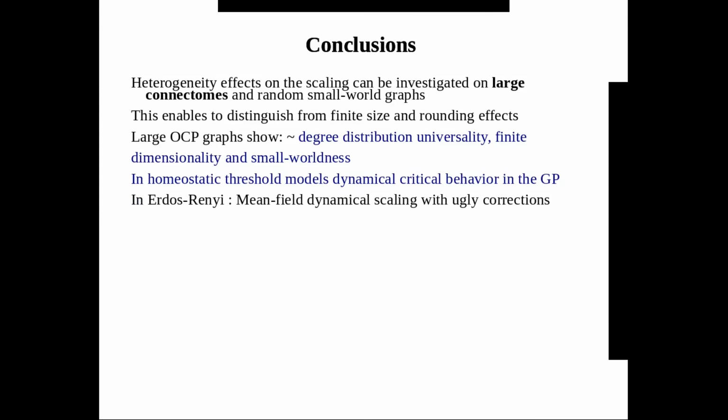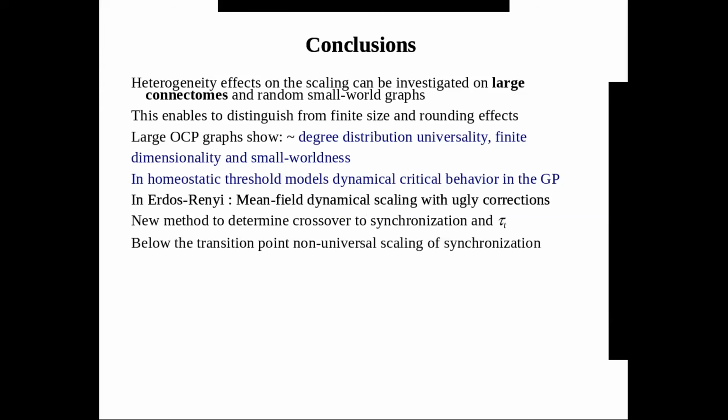In case of the fluctuation model, we can show that the mean field dynamical scaling occurs if you assume very, very ugly corrections. I mean, it was really beyond the computational possibility of justifying the type of corrections. We advanced a new method for measuring this characteristic time, which is assumed to be valid even in case of crossover for these synchronization transitions. And below the transition point, in these models, where there were strong heterogeneities, non-universal scaling of synchronization could be found.